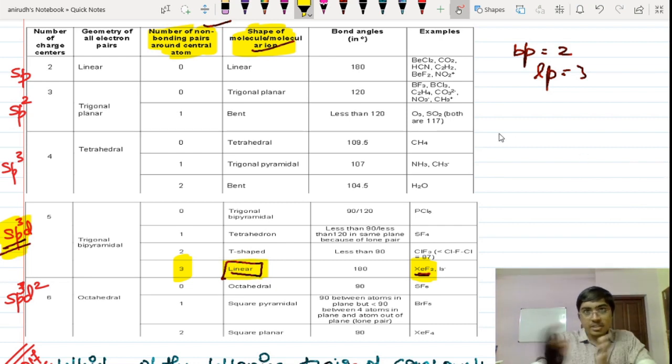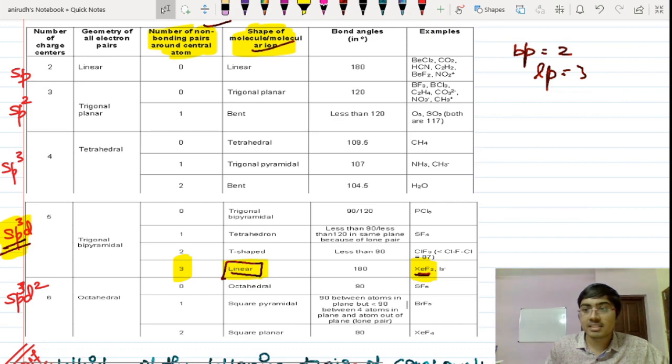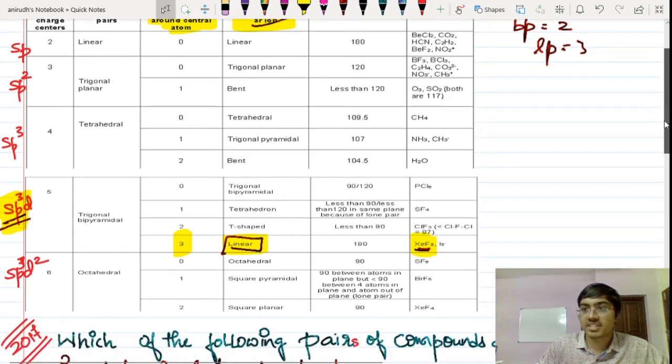Okay, so by this particular method that I am telling you, you can directly get everything that is required for you. And if you remember this and this column, that is more than enough, more than sufficient, so as to get the shape of this particular molecule, isn't it? So XeF2 is linear in shape. So let us make the structure of XeF2 over there.